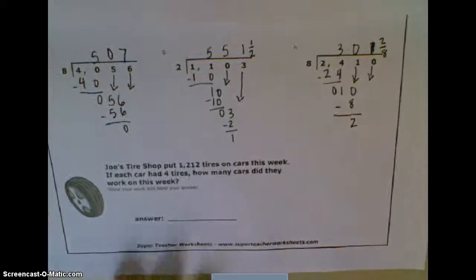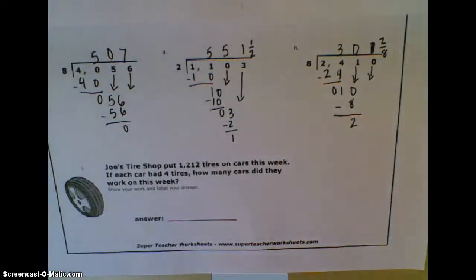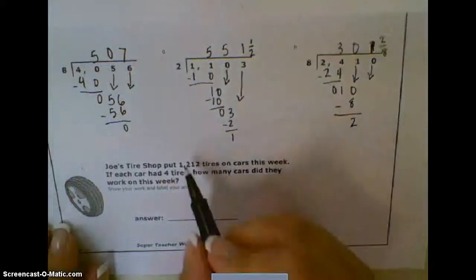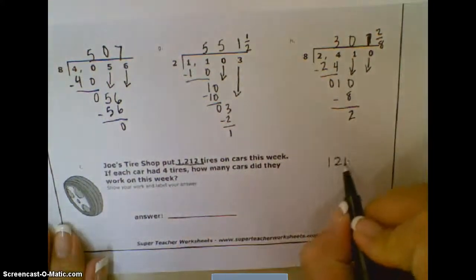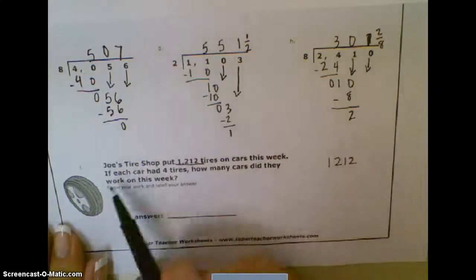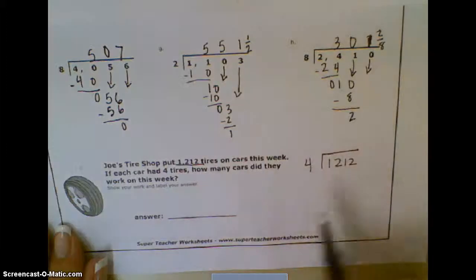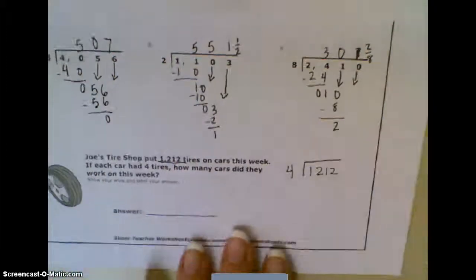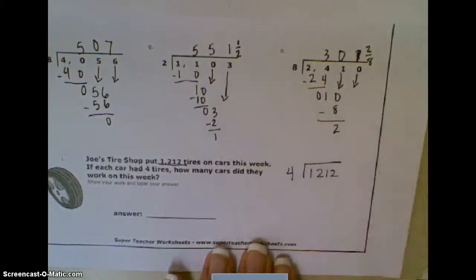Question at the bottom. Joe's Tire Shop put 1,212 tires on cars this week. If each car had 4 tires, how many cars did they work on that week? All right, so this is how many tires they put on cars, 1,212 this week. If each car had 4 tires, how many cars did they work on? So we'll do the same thing now that we've got it set up. Remember, this is called dividend, this is called divisor, and our answer is going to be called the quotient. We're going to work on it the same way.